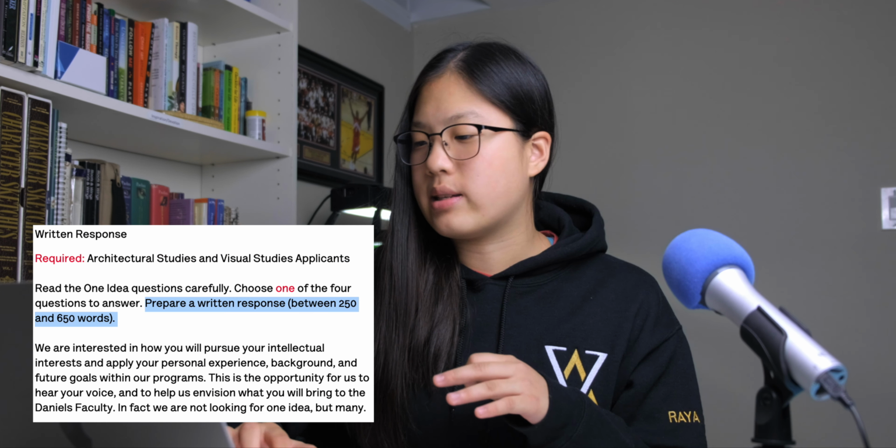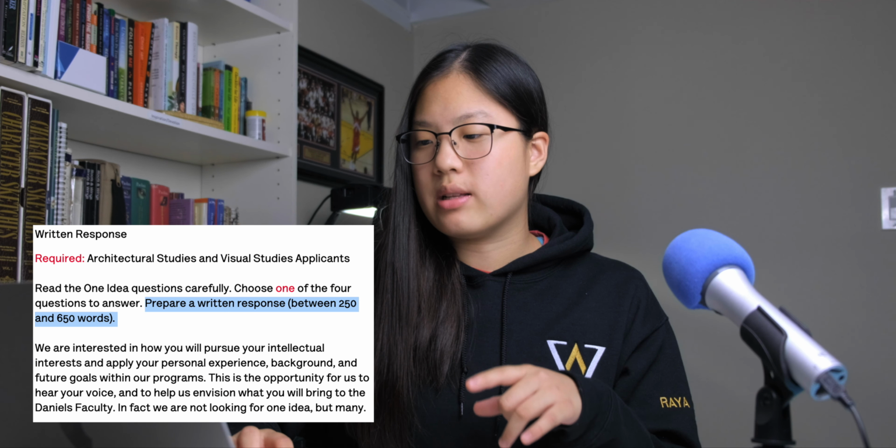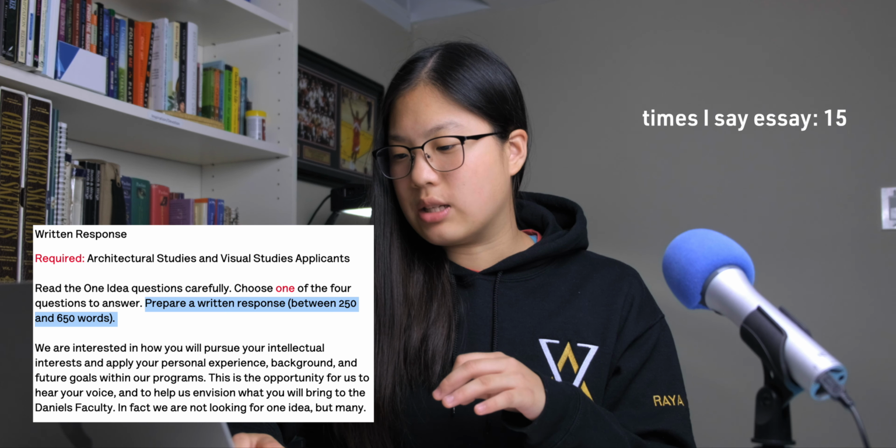And then the fourth one, the last one, is pretty basic, but follow the prompt. And what I mean by that is you really want to have a good balance between being concise and cutting down on unnecessary words and sentences, and including enough details for the admissions officer to get a full grasp of the story. So for the one idea essay, it's supposed to be between 250 and 650 words. This essay is 562. So that's a good balance right there.